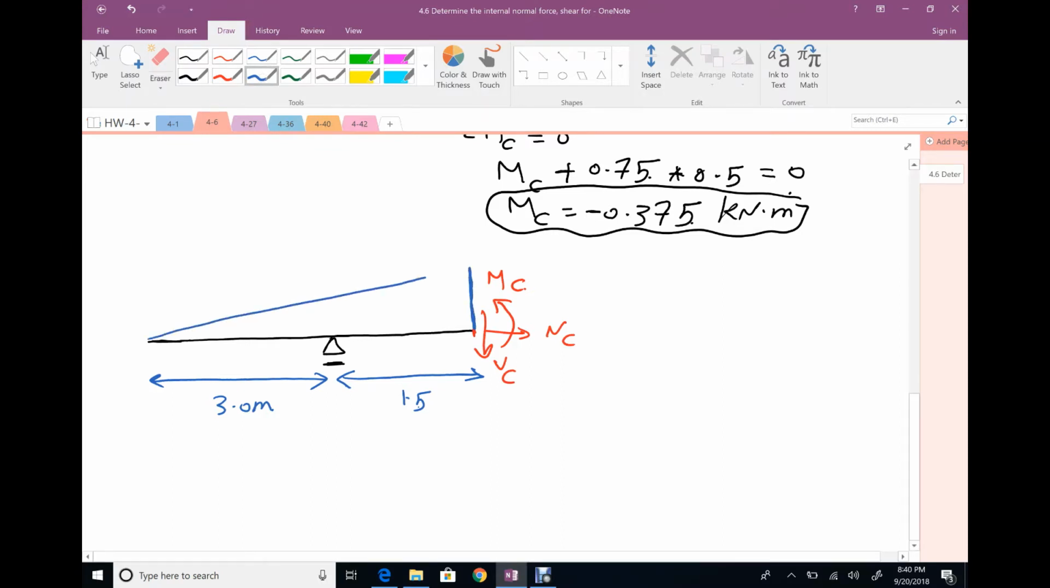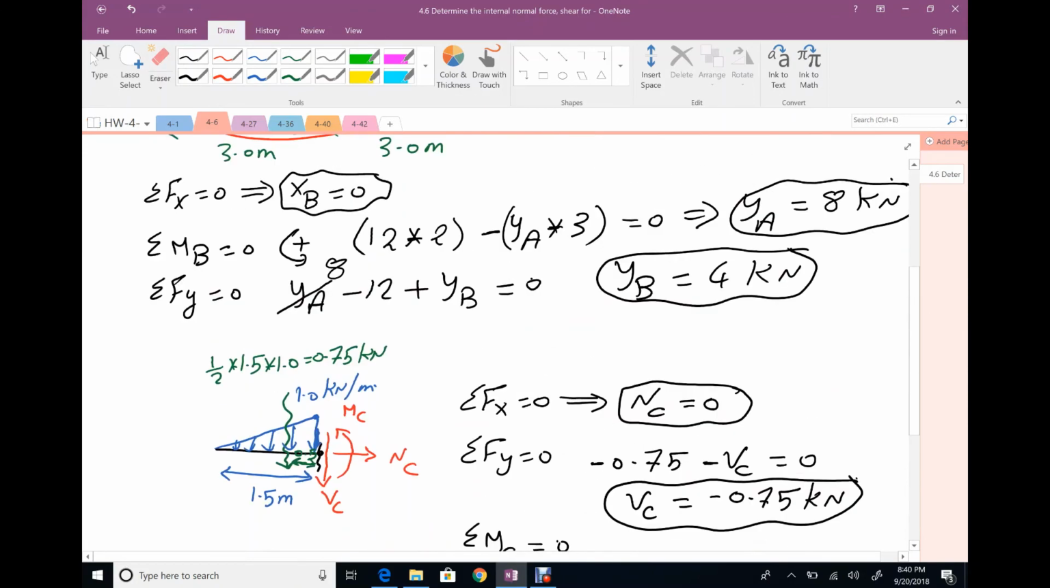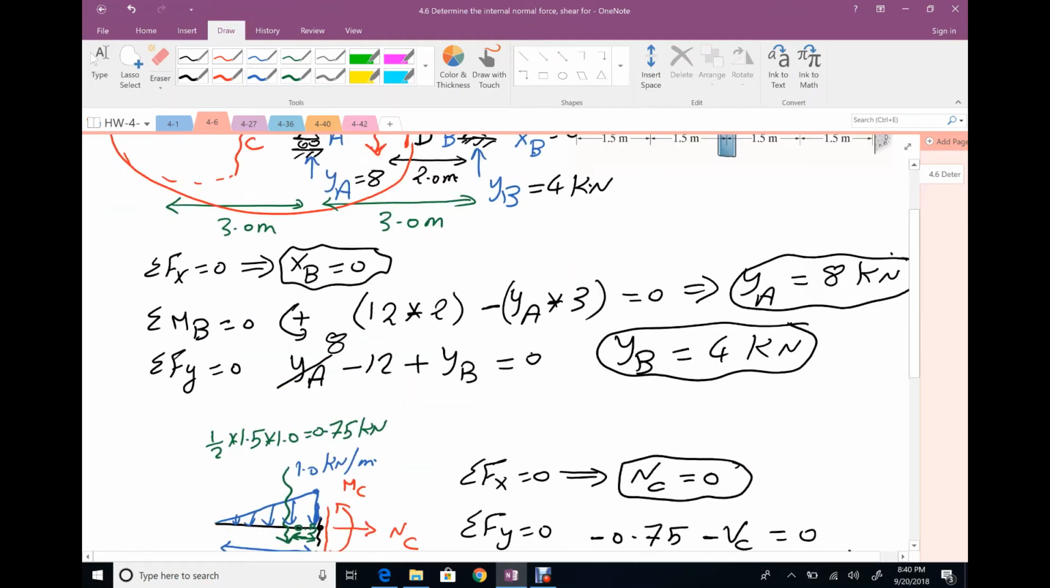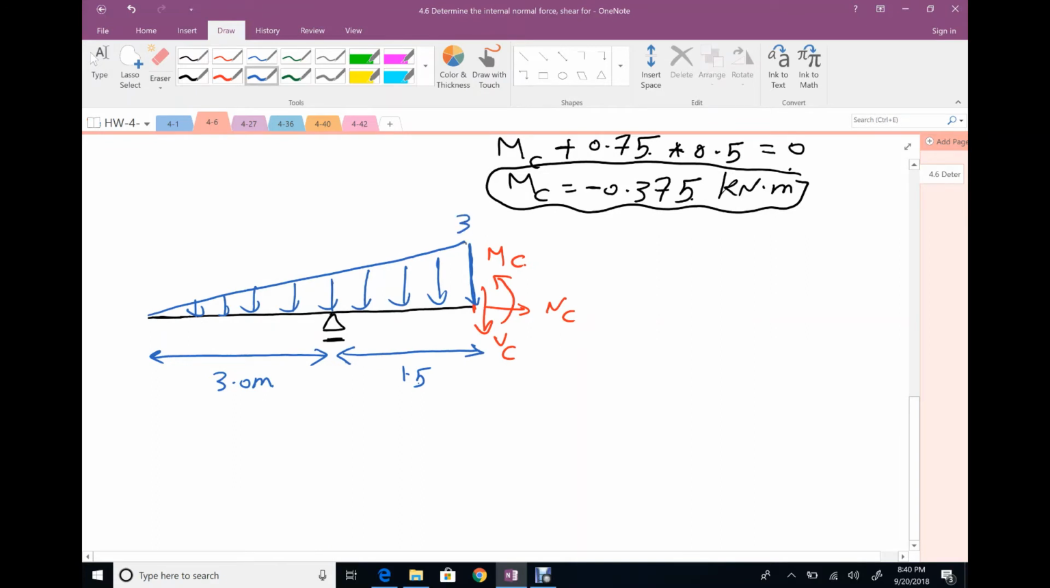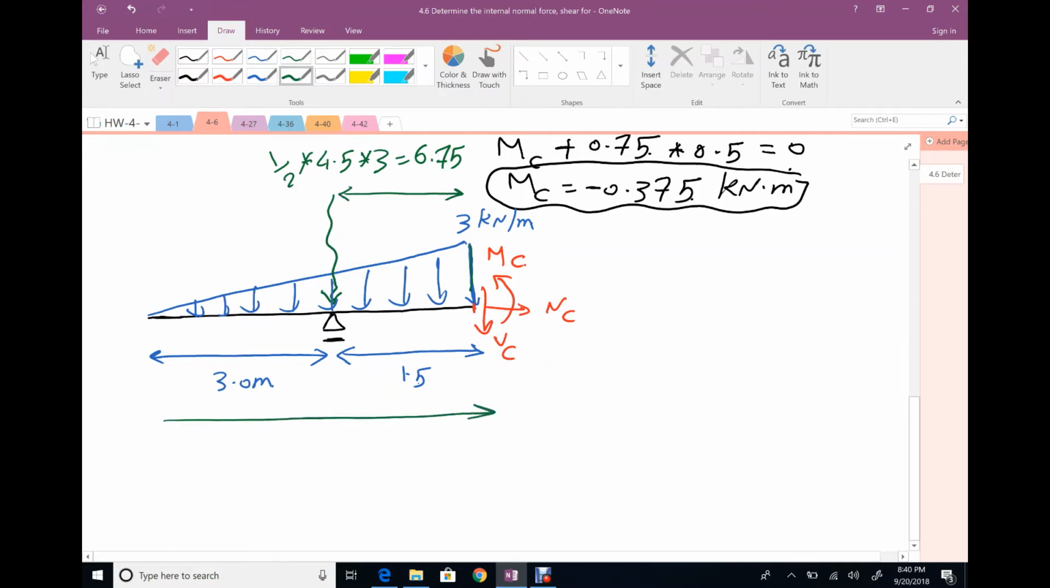What else? Actually, we have a triangle distributed load that looks like this. If you go back, your value here was 3, so your value is 3 kilonewton per meter. Your equivalent force will be 1/2 times the total base, which is 4.5, times height 3. Your value will be 6.75. Its location is at 1/3 from the side. The total distance is 4.5, so 1/3 of 4.5 is 1.5. So the location of this equivalent force is at the same location as the roller.